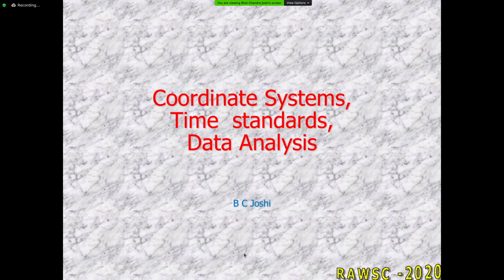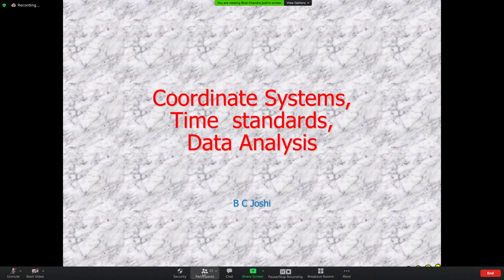Just to introduce myself, my name is Bhalchandra Joshi, and I work here at the National Centre for Radio Astrophysics. My primary research interest is radio astronomy instrumentation and radio pulsar astronomy.